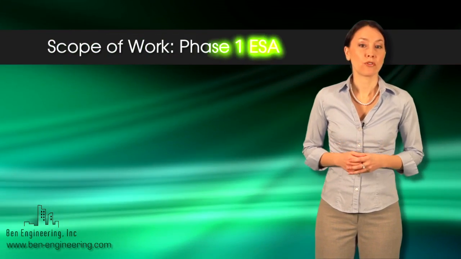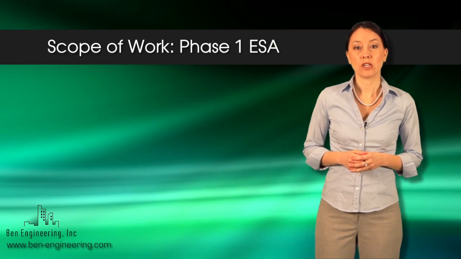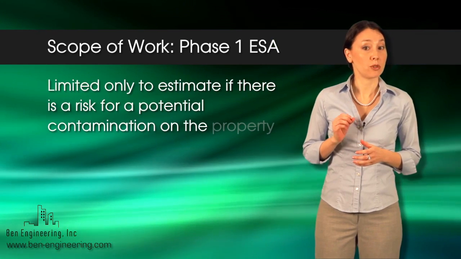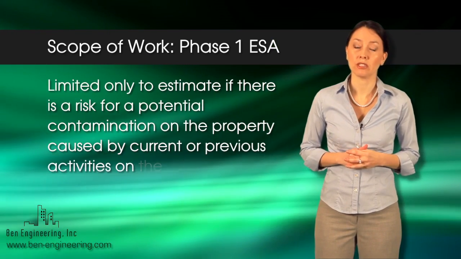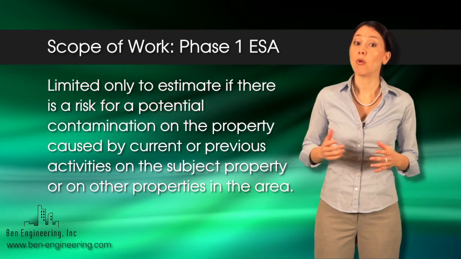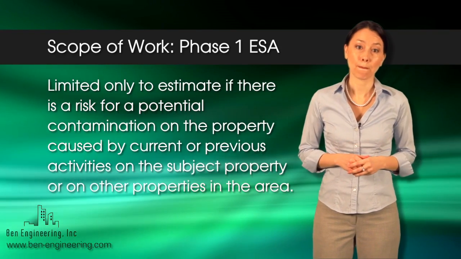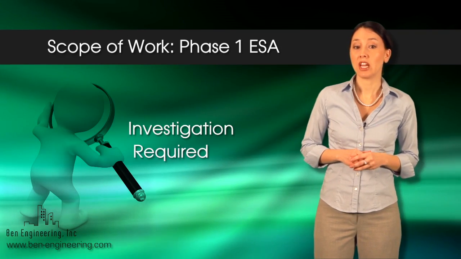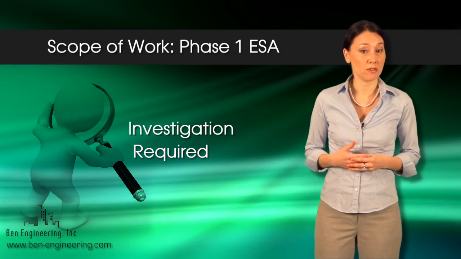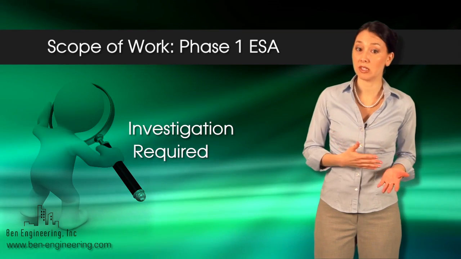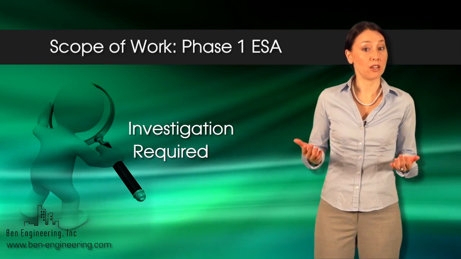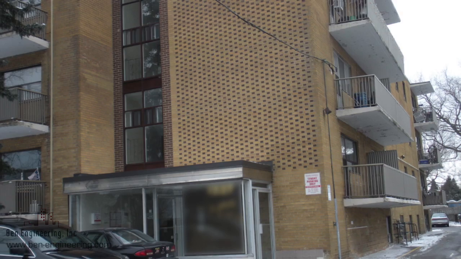The scope of work for the Phase 1 environmental site assessment is limited only to estimating if there is a risk of potential contamination on the property caused by current or previous activities on the subject property or on other properties in the area. To do so, an investigation is required in order to know what the current or previous activities on the subject property or in the vicinity were, and if these activities are classified as those that are a cause for contamination.